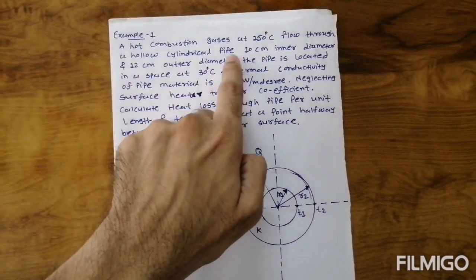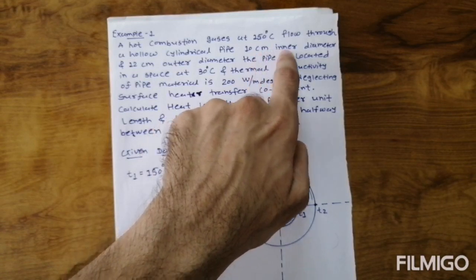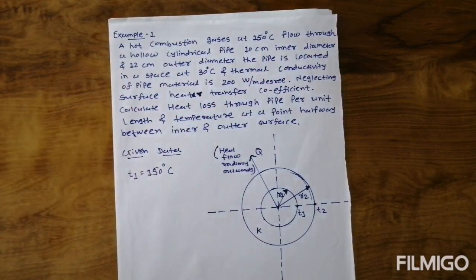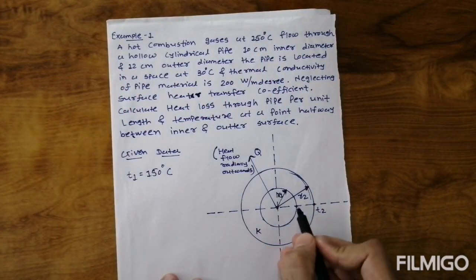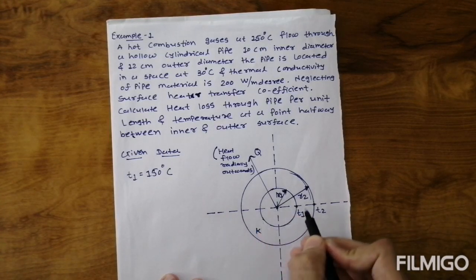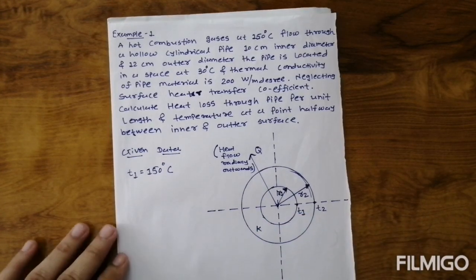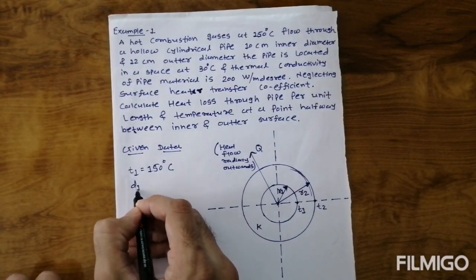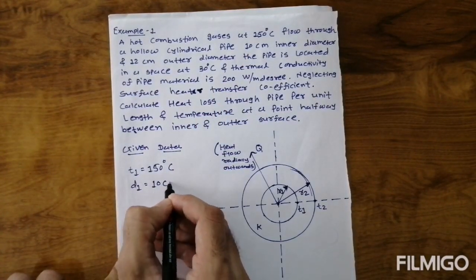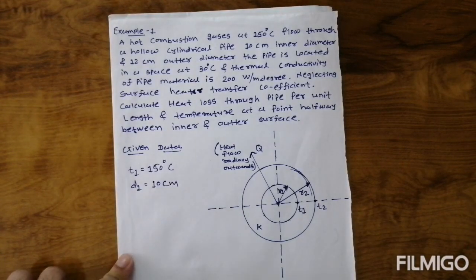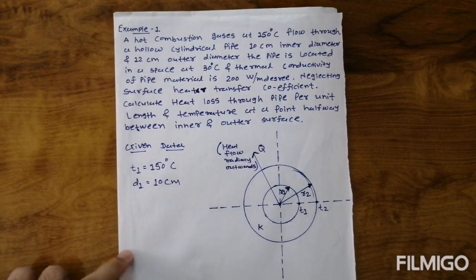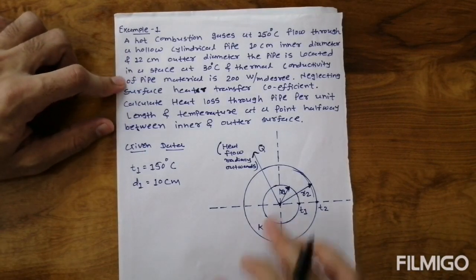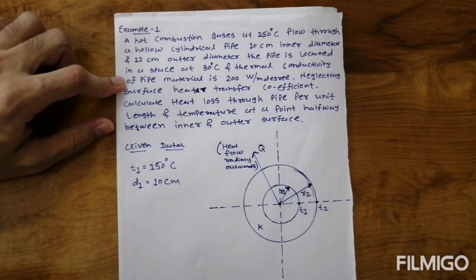Then the pipe has a 10 centimeter inner diameter. It means that is the inner surface. So how much is the inner diameter given? 10 centimeter. So we can say D1 is equal to 10 centimeter, the inside diameter of the cylinder. But we require the radius. So how will it be converted?